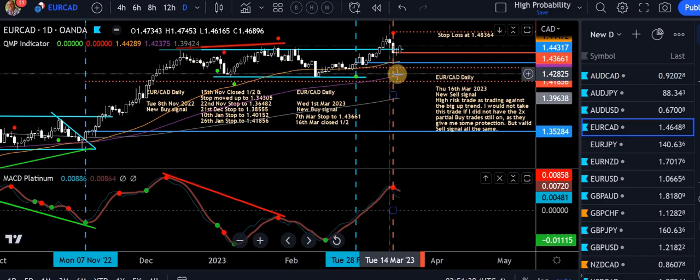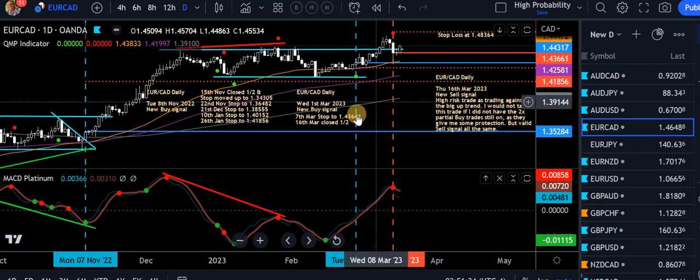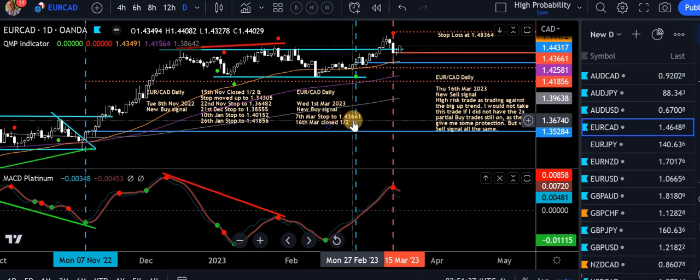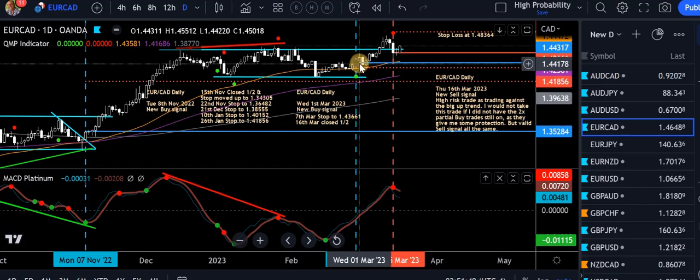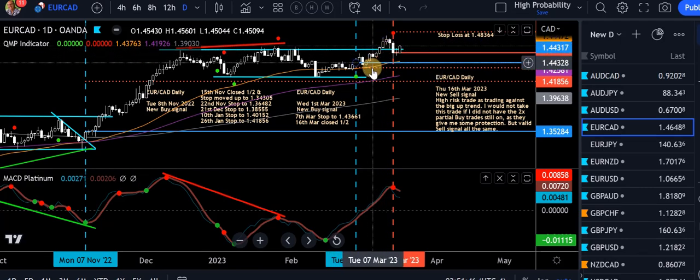So we're keeping it just under these lows here, so we can just sit on our hands. Don't worry about that one at all. Then we took another buy on the 1st of March. So on my birthday. Took a buy there, and we've gone up nicely.